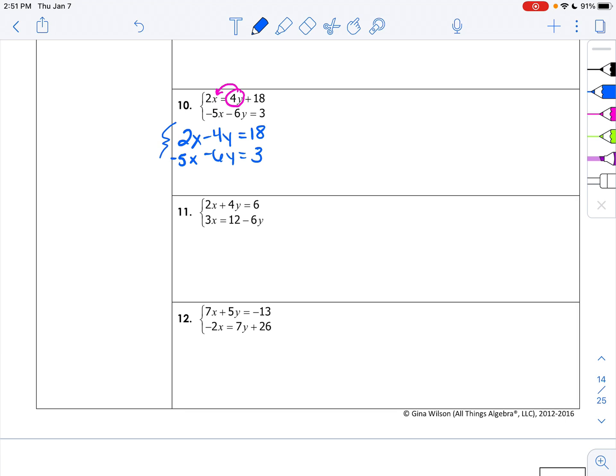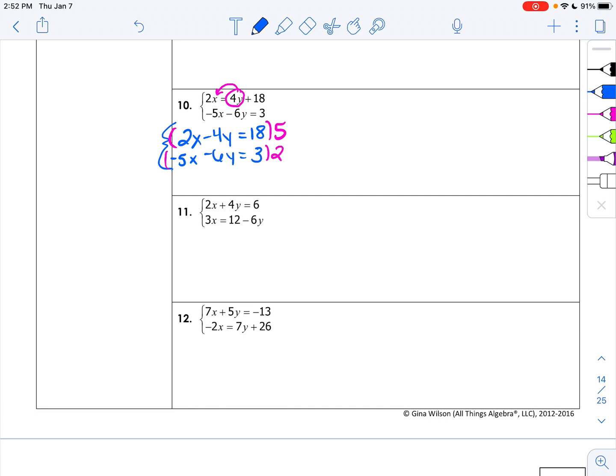Negative 5x minus 6y equals 3. So now when I look at this system that's lined up, I'm going to look for those opposites. And I can see that I don't have opposites and I don't have anything close to being opposites. For this one, I'm also going to have to multiply both equations. I'm going to choose to make my x terms 10 and negative 10. So to make 2x 10, I need to multiply that top one by 5. To make negative 5 10, I need to multiply that by 2.